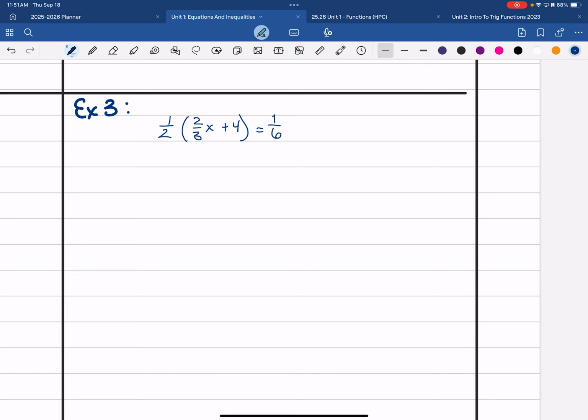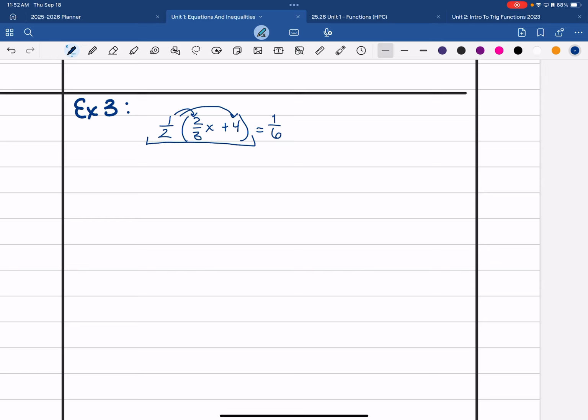In this situation, we want to do our distribution first before we multiply by everything. You don't have to. If you understand that this counts as one term, so I'd be multiplying the common denominator just by this outside expression, that's totally fine. However, I find that that gets a little bit messy sometimes. So I would recommend doing your distributive property first before you multiply by your common denominator. So let's give that a try.